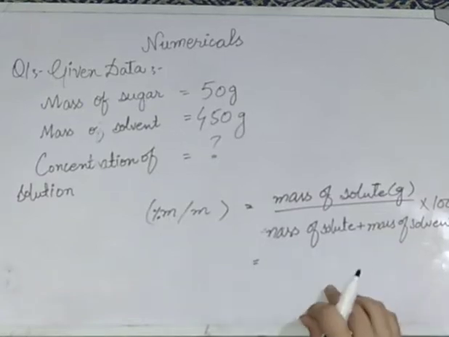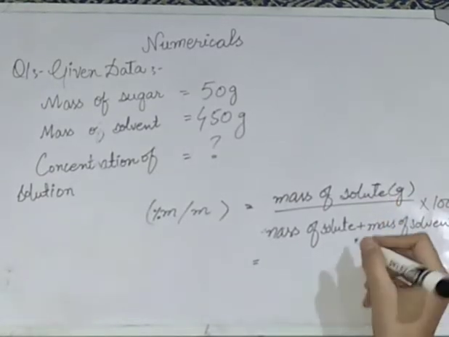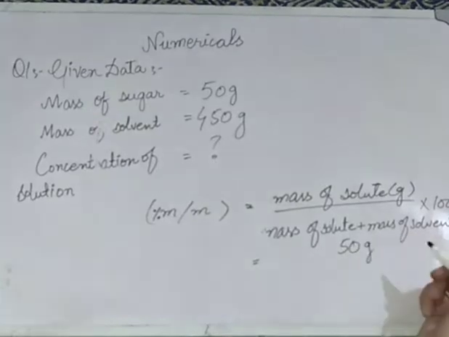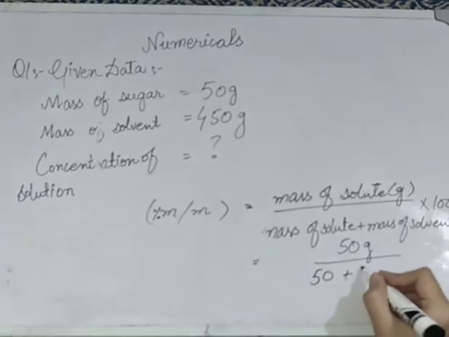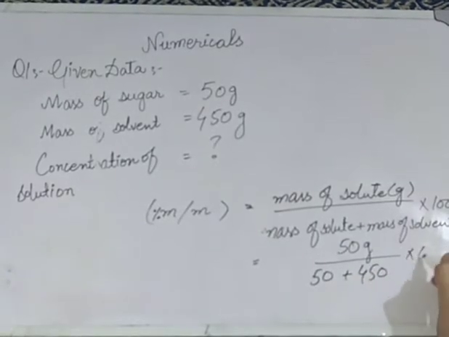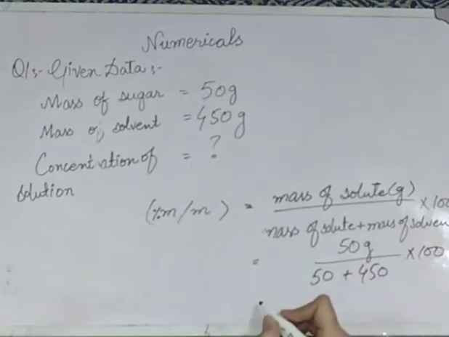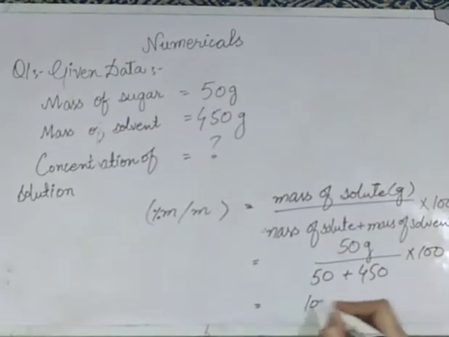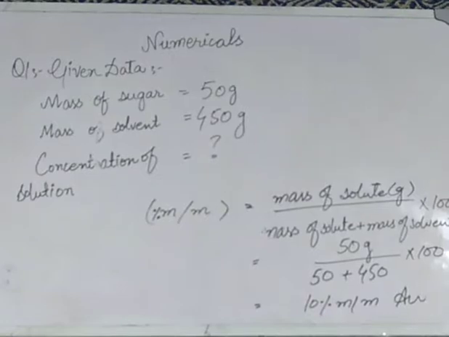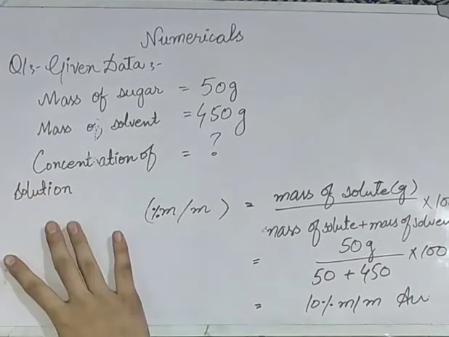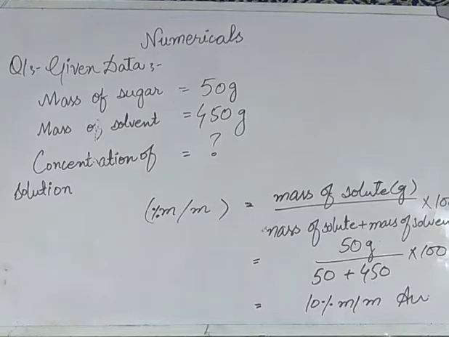We'll put the quantities. Mass of solute is 50 grams, divided by mass of solute 50 plus solvent 450, multiplied by 100. We will calculate it and the answer will be 10%, mass over mass. This is our answer. It was a very simple question when we just write the given data, so we can easily find the answer of the given problem.